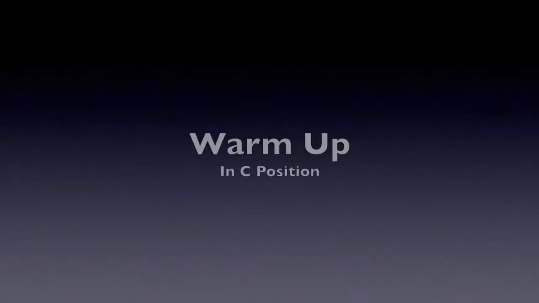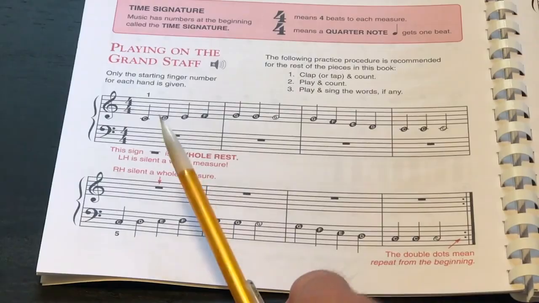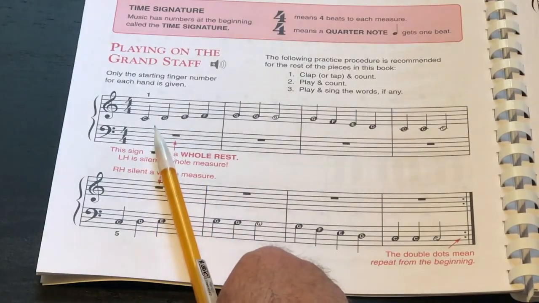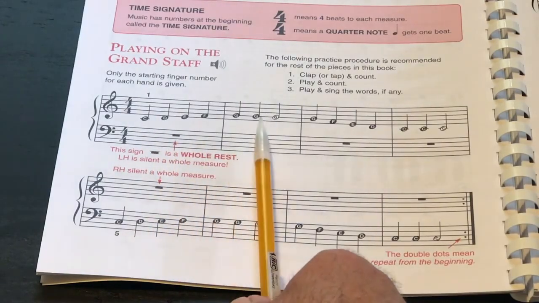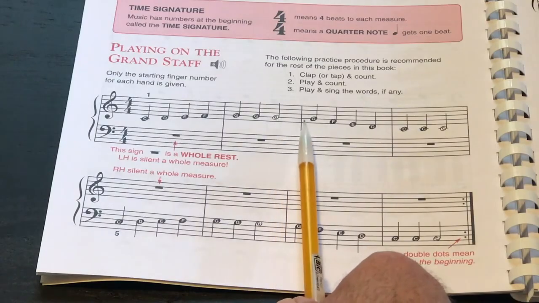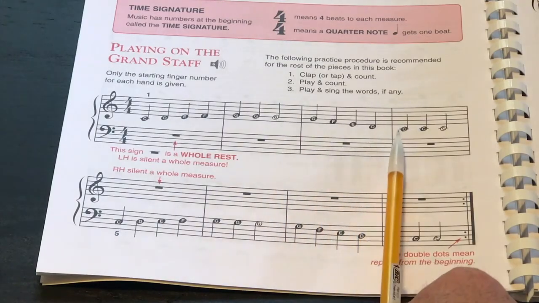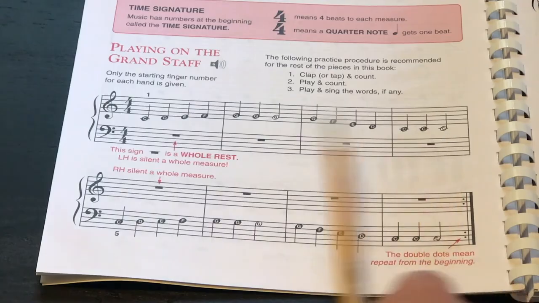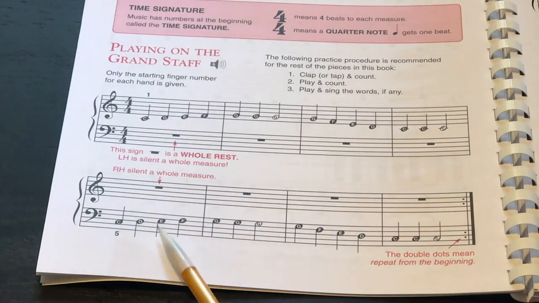Okay, so here's our warm-up. With our right hand, we're going to play C, D, E, F, G, G, G, G, F, E, D, C, C, C. And then the left hand, C, D, E, F, G, G, G, G, F, E, D, C, C, C.